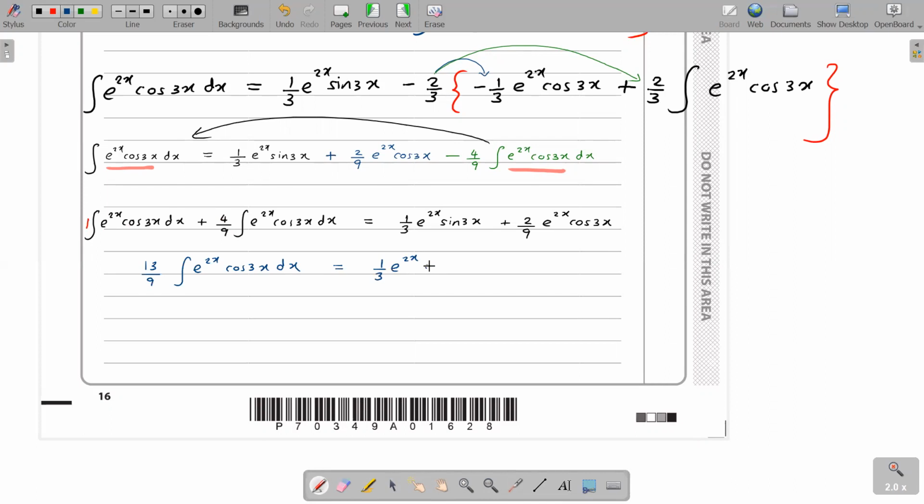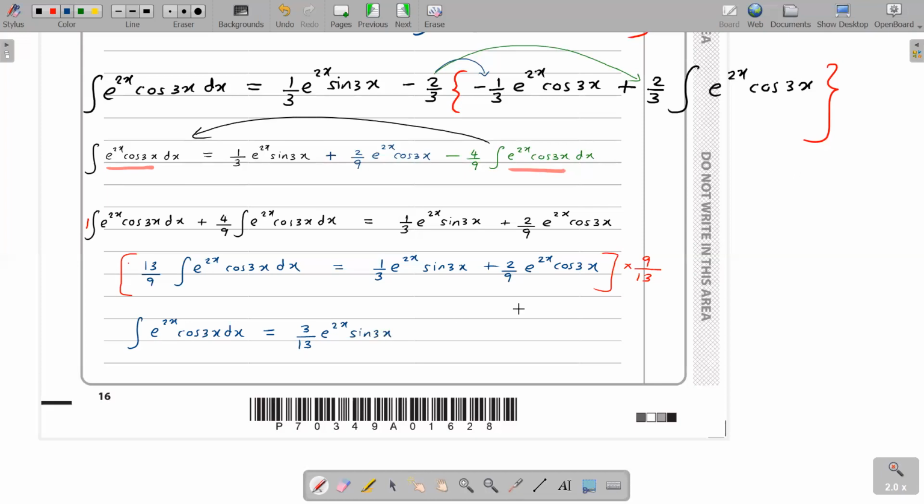1 over 3 e to the power 2x sine 3x plus 2 over 9 e 2x cos 3x. So now we can take the 13 over 9 to the other side. Basically, the whole equation is multiplied by 9 and divided by 13. Agreed? So I can get rid of the 13 over 9. And then the final answer: the integration of e2x cos 3x equals what? 9 over 13 times 1 over 3 is how much? 3 over 13 e to the power 2x sine 3x.